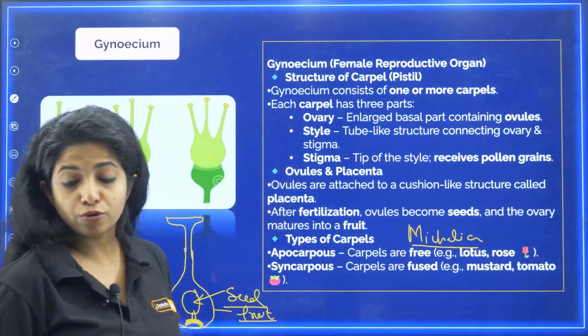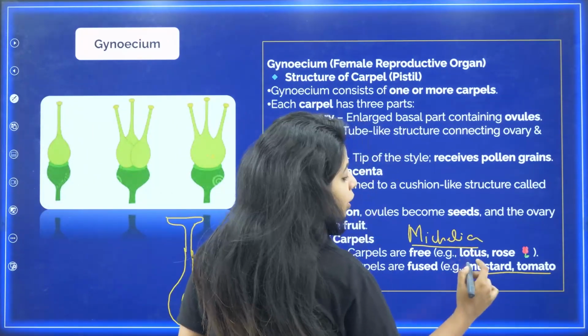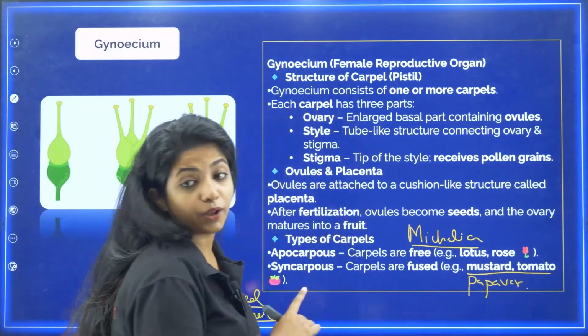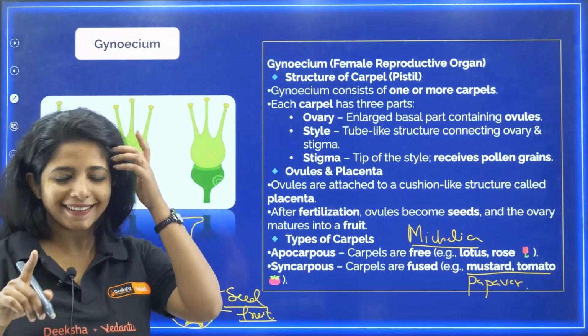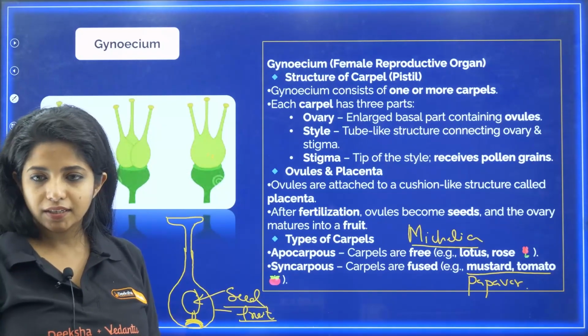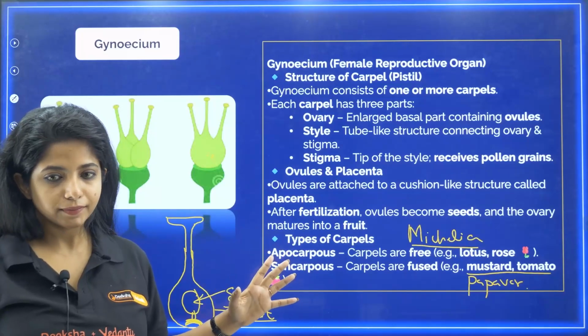And when the carpels are fused, syncarpous, you can find that in, apart from mustard and tomato, you can find that in papaver. You can find that in papaver according to your 12th NCERT, in sexual reproduction in flowering plants. Okay, got it? So this is about gynoecium. I hope you got it.